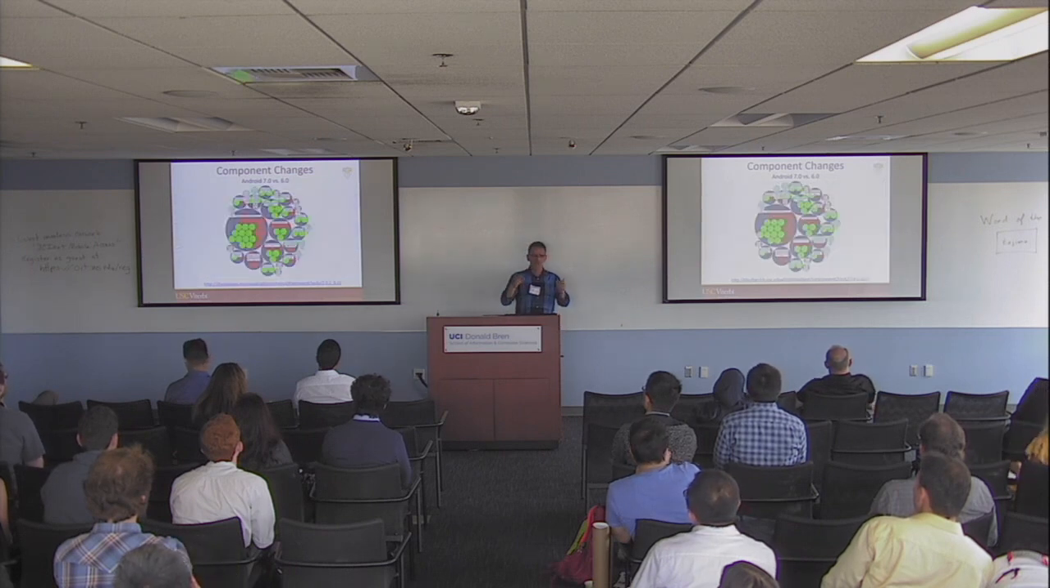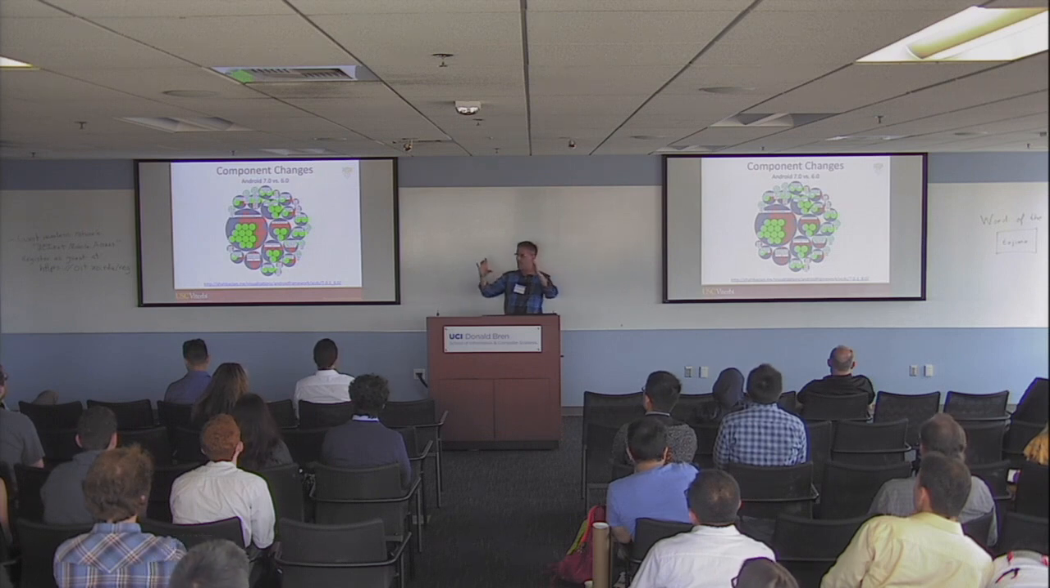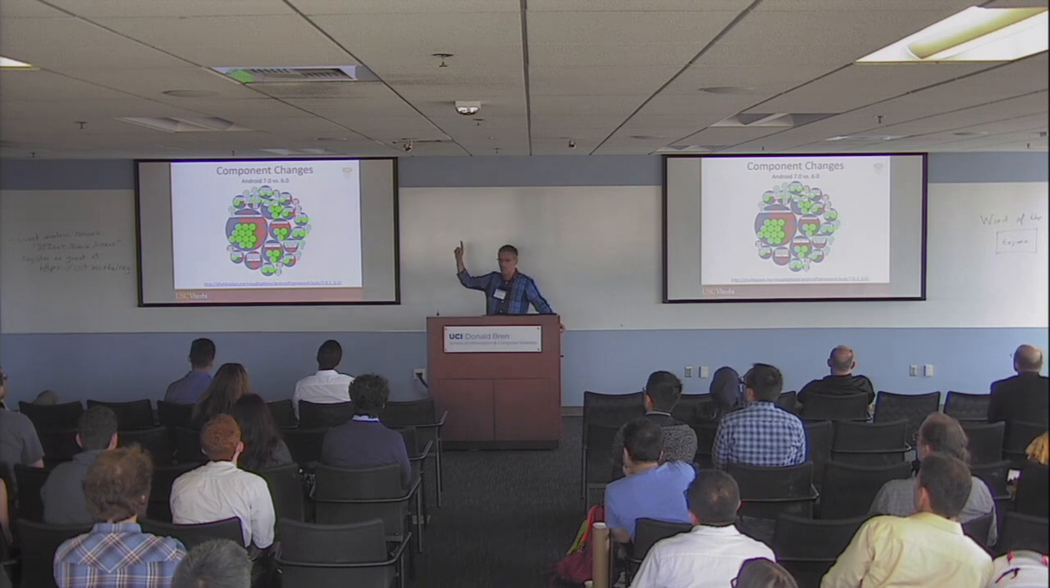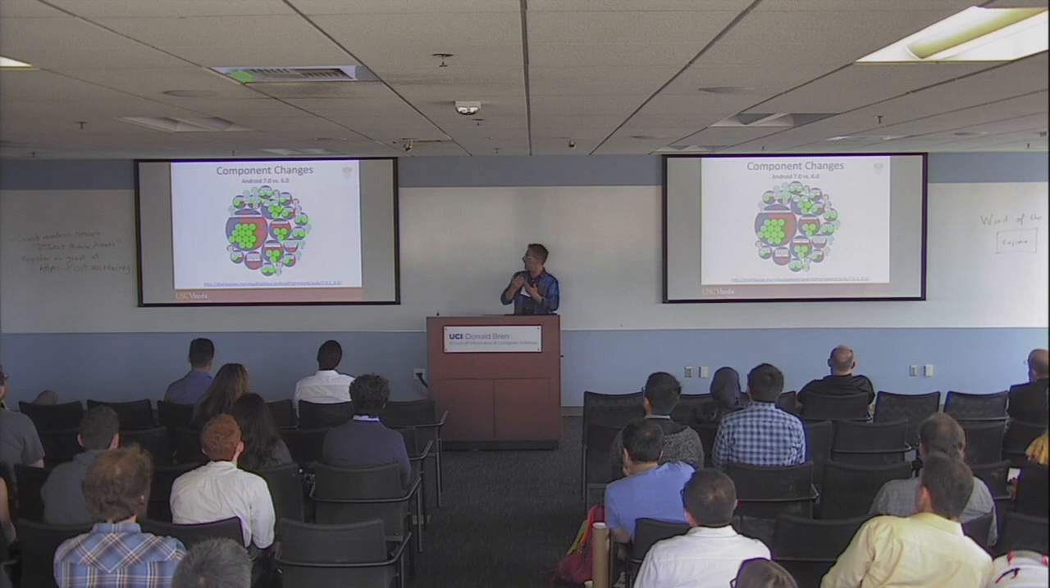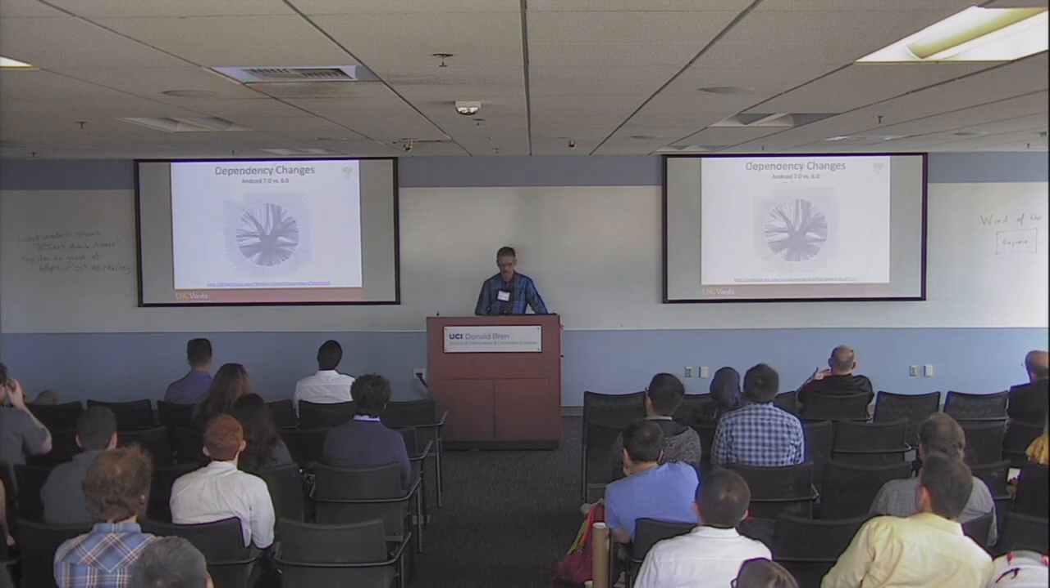And then if you zoom in, you can actually see what happened inside of each one of the components. So each one of the components has a bunch of implementation level modules. Green means these modules were added in that version. Red means there used to be modules in version 6 that are now gone from version 7, essentially.